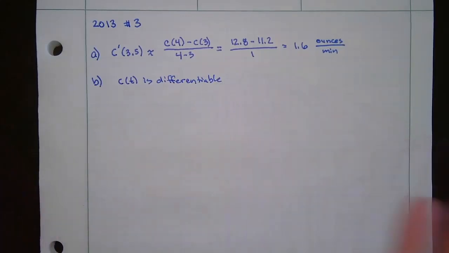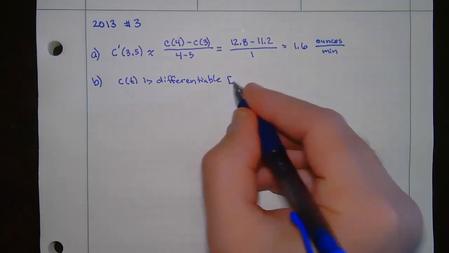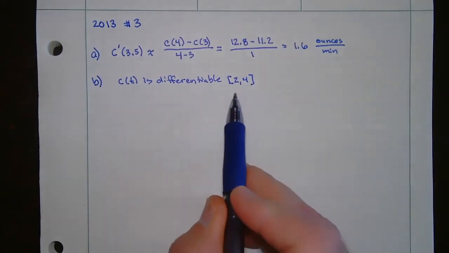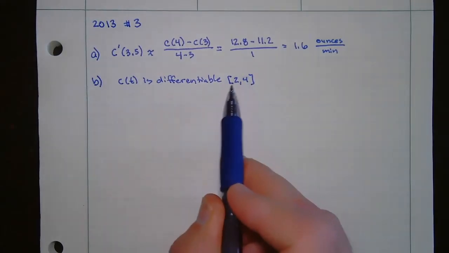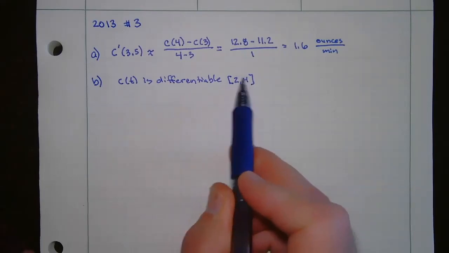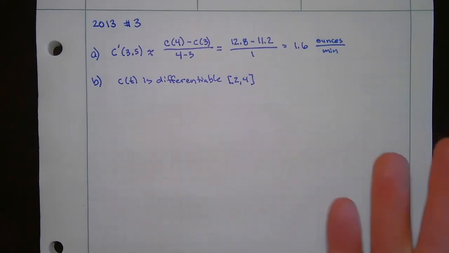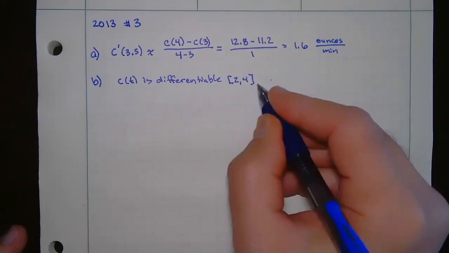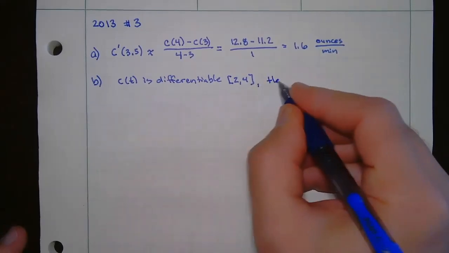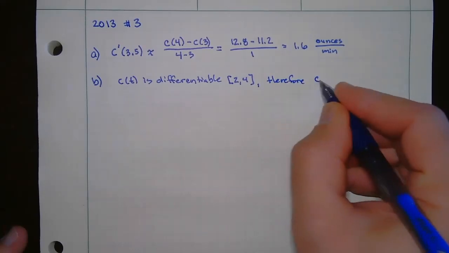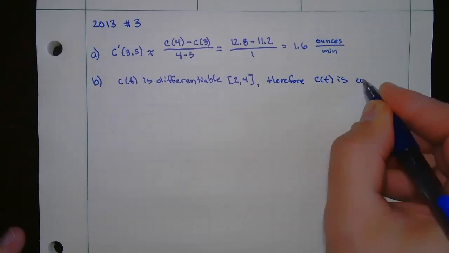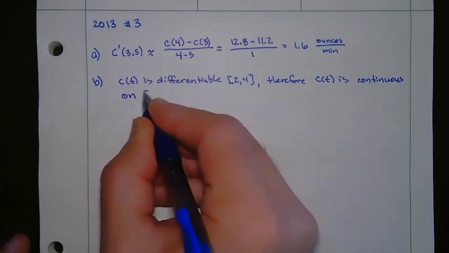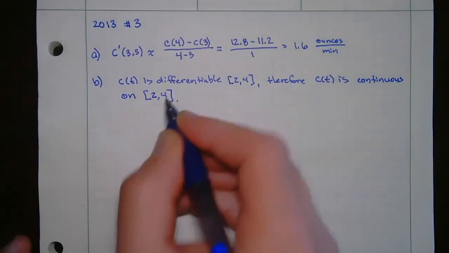So if it's from 0 to 6, it has to be differentiable from 2 to 4. And this could be closed, it could be open. The mean value theorem states that it has to be differentiable on the open interval, but if it's differentiable on the closed, it's also differentiable on the open, because it's differentiable for every value in there. And therefore, because we know it's differentiable, c of t is continuous on the closed interval 2 to 4. And it has to be continuous on the closed.